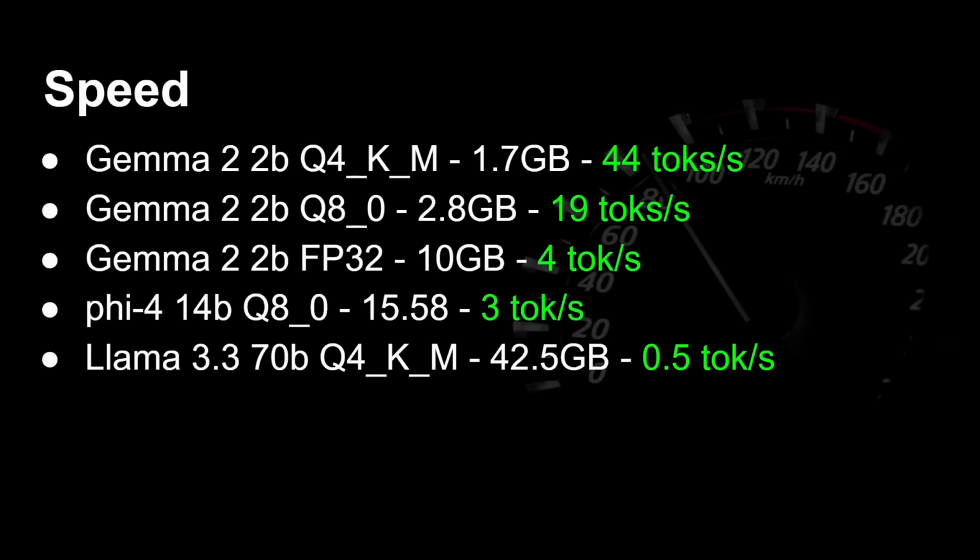Now, one thing to note is, because the size of the model means it's all loaded into memory and you need to process all that amount of memory every time you get a token, the smaller models produce more tokens per second.